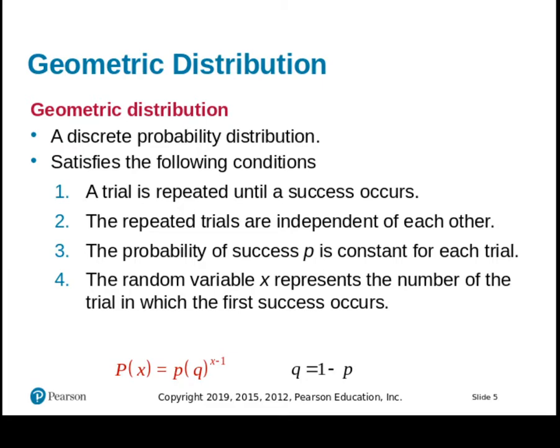Alright, we're going to look at another distribution here. It's called the geometric distribution, a discrete probability distribution with certain conditions on it. A trial is repeated until a success occurs. The repeated trials are independent of each other, and the probability of success P is constant for each trial. The random variable x represents the number of the trial in which the first success occurs.